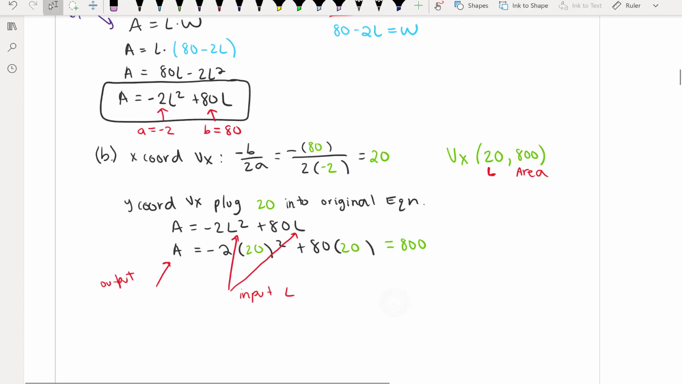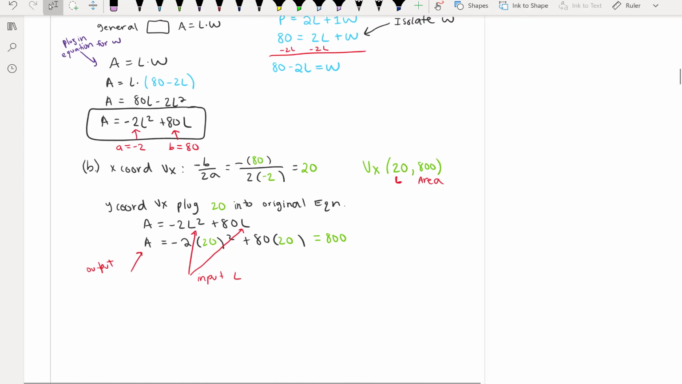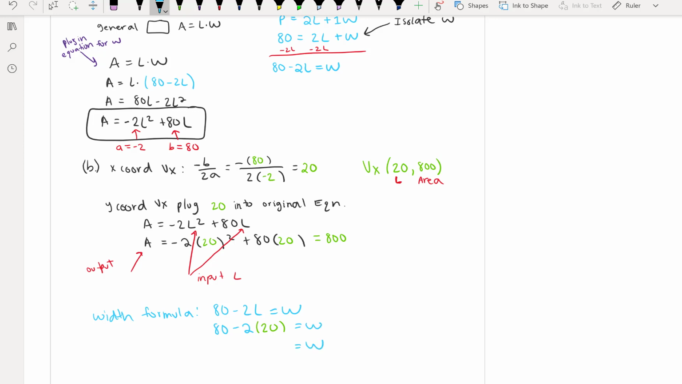But remember, the width, I had figured that out from before, and it was this formula up here. So width formula was 80 minus 2L is equal to my width. So then 80 minus 2, and that length value that I have was 20, and this is equal to my W. So my width in this case is going to be 40.